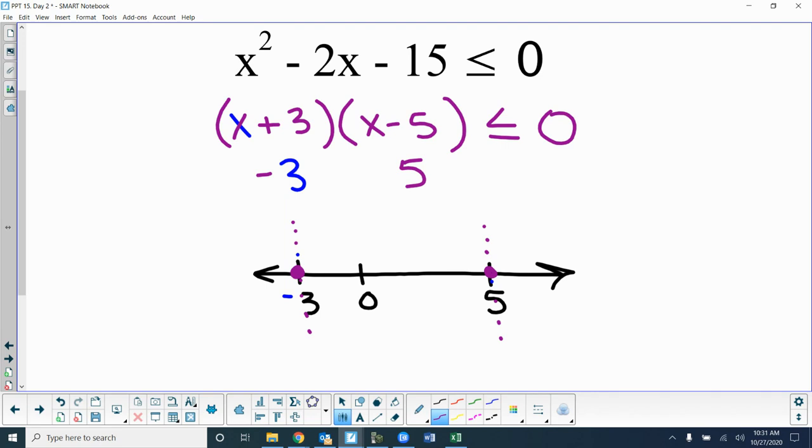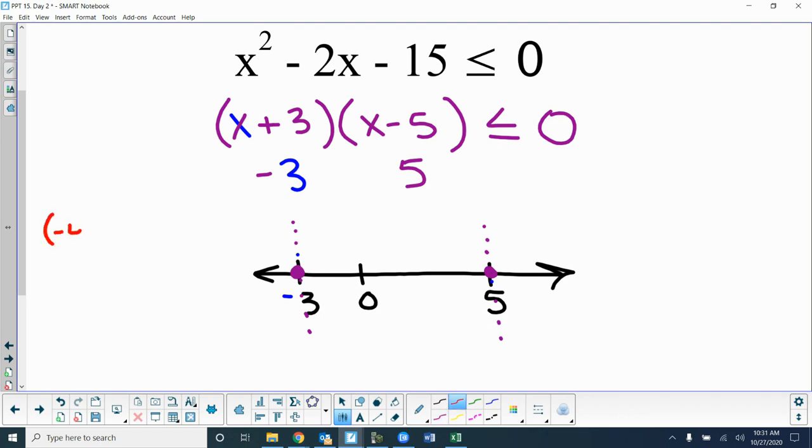So what we do is we take test numbers or test values from each section and plug it into the original problem. If the number that you pick works, then you're going to draw an arrow towards that number. If it doesn't work, then you won't worry about drawing an arrow that way. Okay, so the numbers I usually pick are really close to these. So this is negative 3, so what's the next number closest? Negative 4, right? So that's what I would pick for my test value.